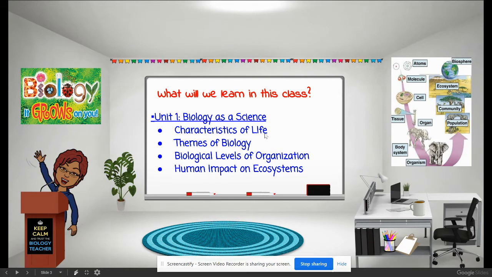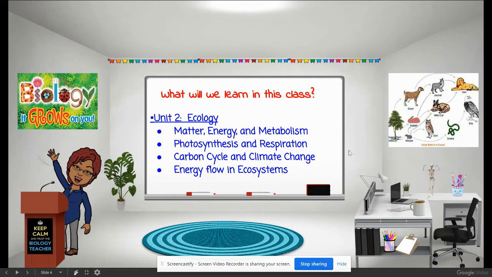We're going to look at characteristics of living things, what makes something alive. We're going to look at sort of areas and themes of biological study. We're going to look at levels of organization, sort of understanding how matter is organized in living things. And then we're going to look a little bit at human impact on the environment and on ecosystems around Earth, with a little bit of a focus on climate change. That is going to lead us very nicely into Unit 2.